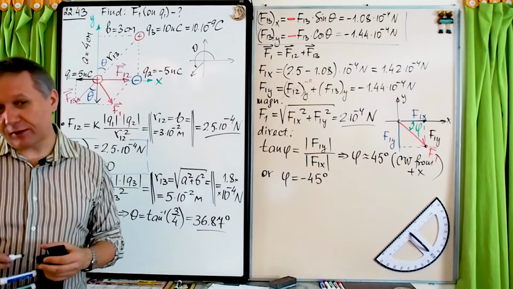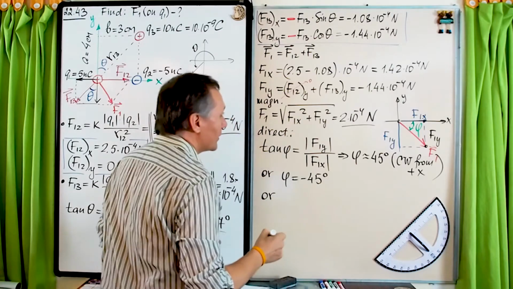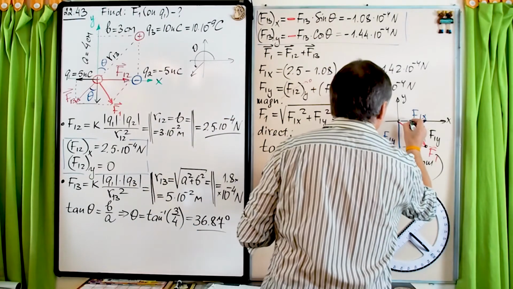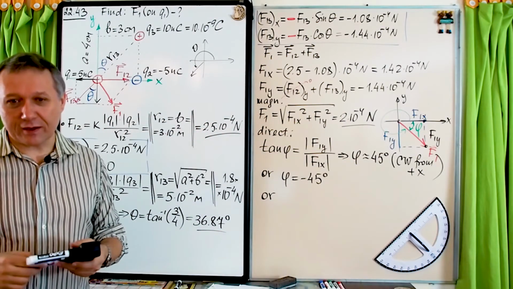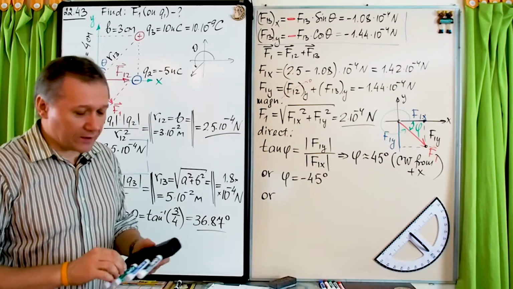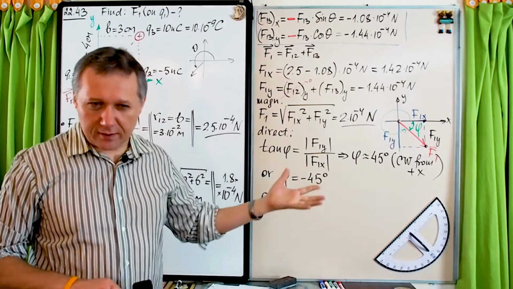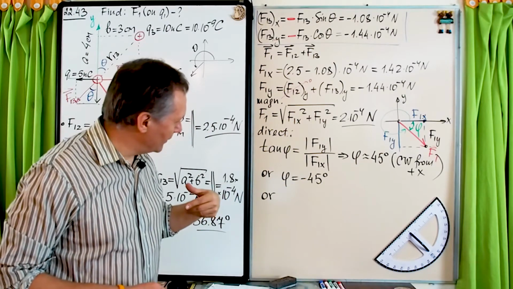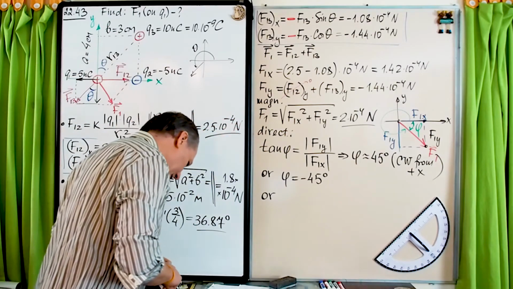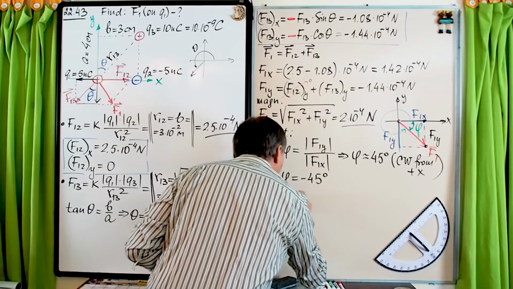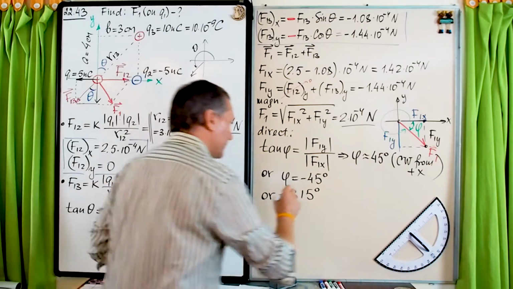Or we can even introduce the conventional angle. We can use this angle, the conventional angle from positive x direction. In that case, again, we wouldn't have to write anything else. So in that case, it will be 360 minus 45. It will be 315 degrees. I think so, yeah. 315 degrees, conventional angle.